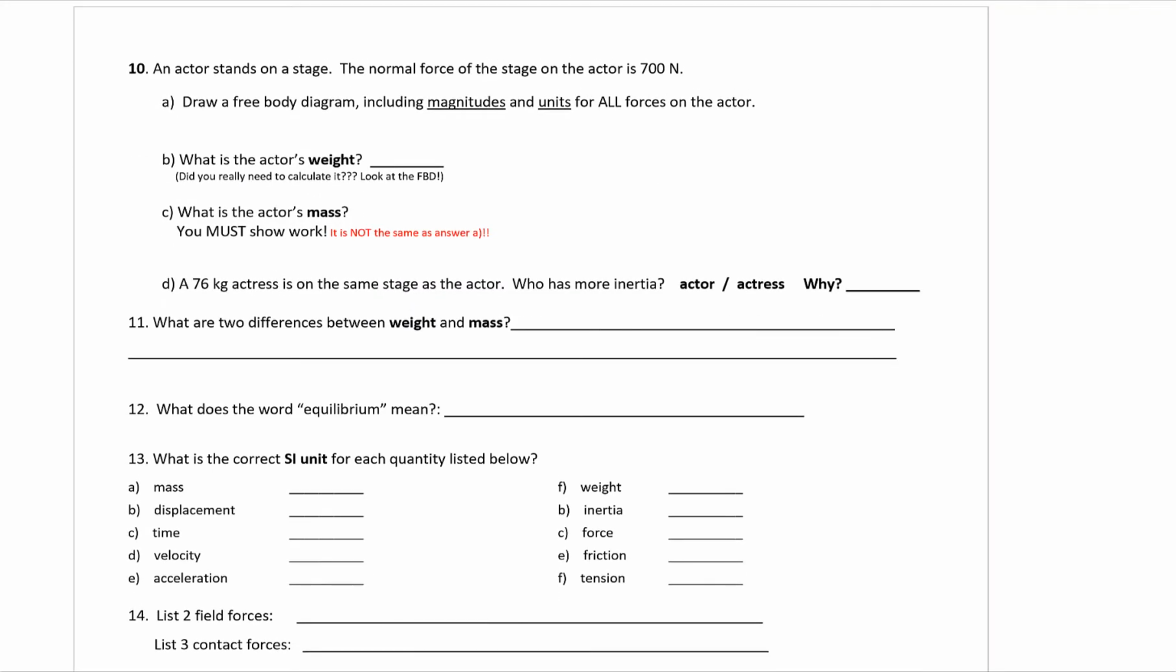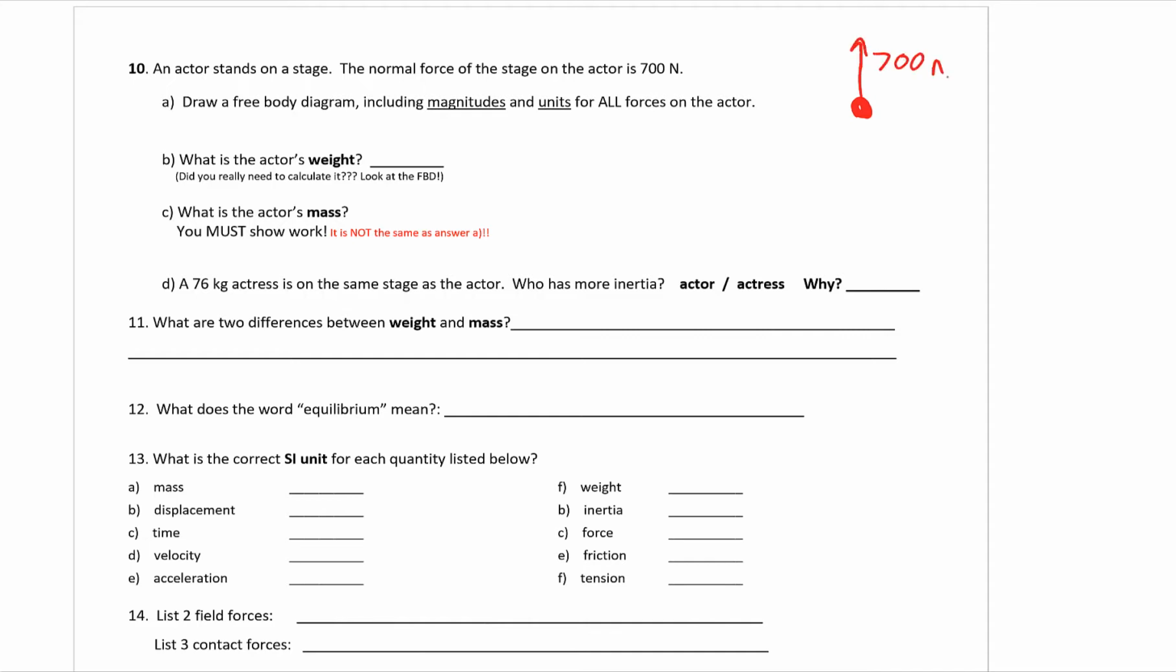Sorry. So now we've got an actor standing on a stage. The normal force of the stage on the actor is 700 newtons. So you've got a free body diagram, which is all the forces represented as arrows. You've got the actor and the normal force, which is 700 newtons.